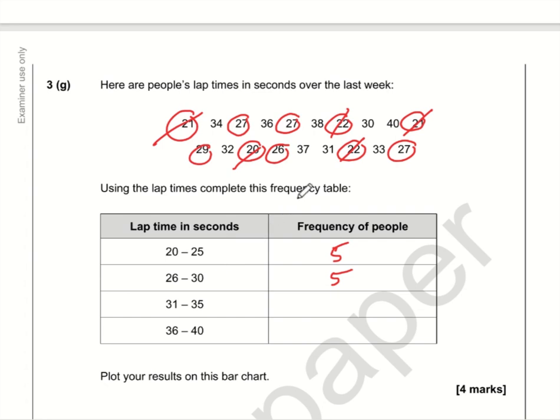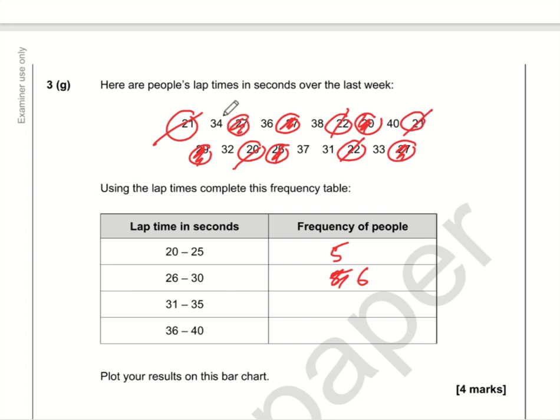Sorry, did I miss a 30 there? Yes, I missed a 30. So actually that is 6. My mistake. I was just looking for the rest of the 21s, but 30 is in that group as well. 31 to 35. So let's just get rid of the ones that I've just put a line through so I don't accidentally count those again. It's really easy to make a mistake, as you can see on these ones.